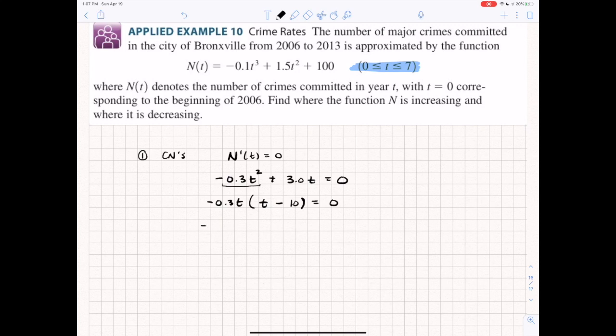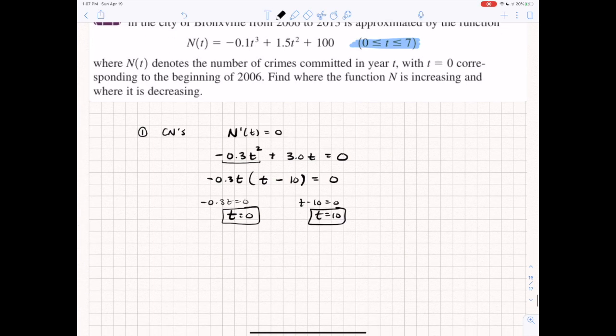Zero product property tells me to do negative 0.3 t is equal to 0, and then t minus 10 is equal to 0. Well, this tells me my critical number happens at 0, and my critical number happens at 10. Now, this is why the intervals are very, very important, because notice how this value here, my real critical number that we're going to focus on, is outside of the year range that we're looking at, right? We're stopping at 7. So that means from 0 until 10, my function is either always increasing or always decreasing, because at 0 and 10, these are the only points where it has a possible place to change. Everywhere else, it either has to be plus or minus.